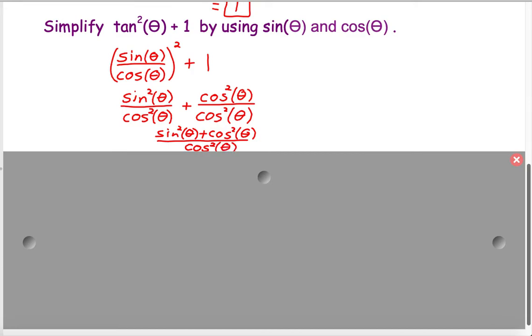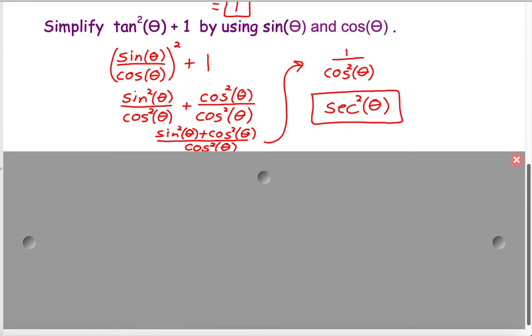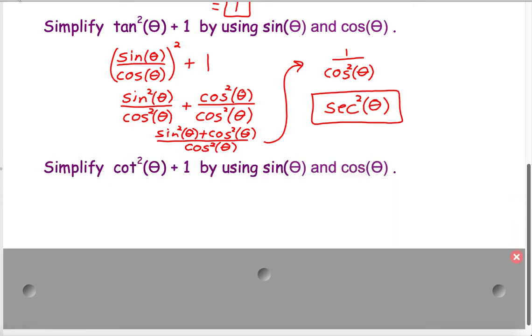But from the previous example, we know sine squared plus cosine squared equals 1. So this becomes 1 over cosine squared of theta. And we know 1 over the cosine squared is the same as the secant squared of theta. So tangent squared plus 1 is equal to secant squared. All right, let's try one more.